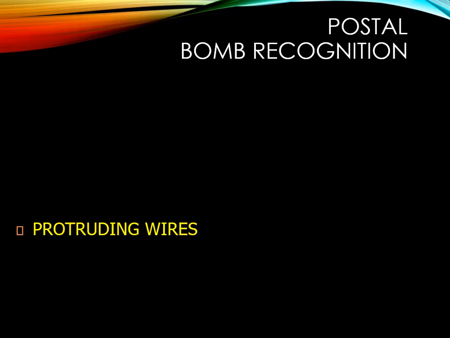Protruding wires or strings. Strings or wires may protrude from or be attached to the item. The bomb maker may have constructed the device in a sloppy manner, which could cause unsecured wires to work loose. A more likely reason for an exposed wire is that it is the arming wire that the courier did not remove, fearing the device would detonate instantaneously.